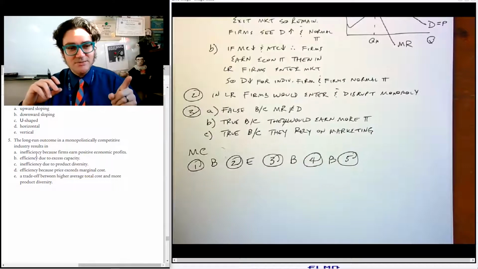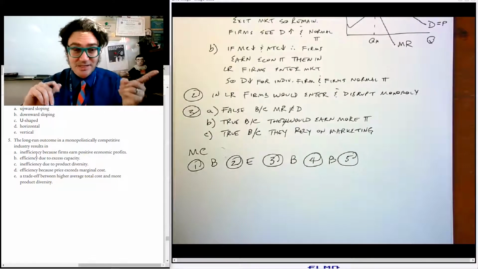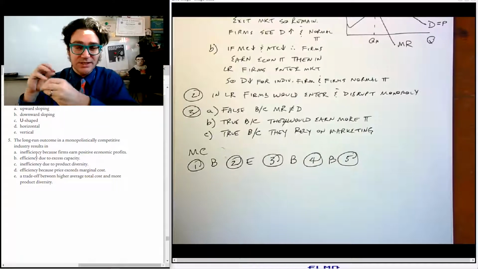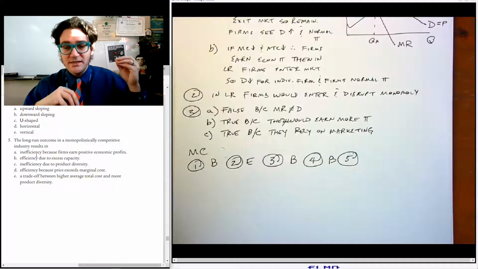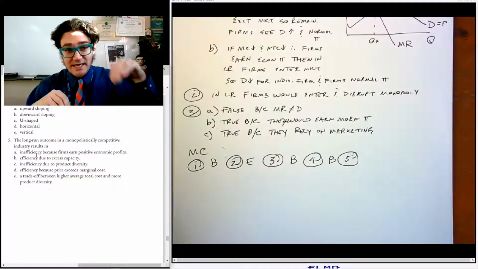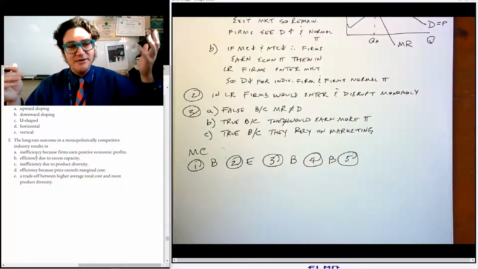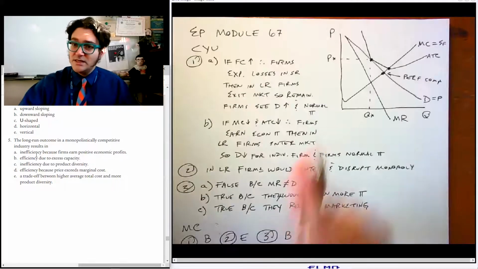Efficiency because price exceeds marginal cost? No, that's the inefficiency. That's what we call allocative inefficiency. Remember, we've got allocative, which is price equals marginal cost, and productive, which is you're at the minimum of the ATC. So D is wrong, so that leaves E, a trade-off between higher ATC and more product diversity. And that is true, right?